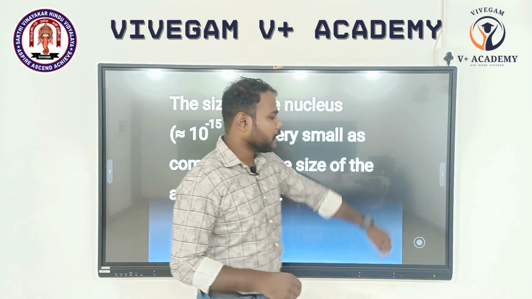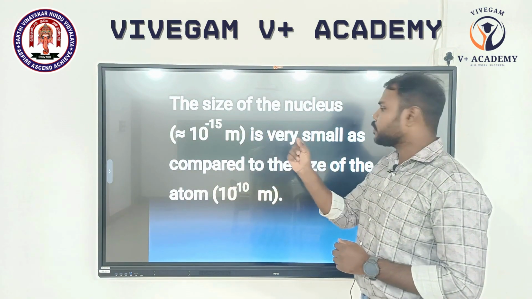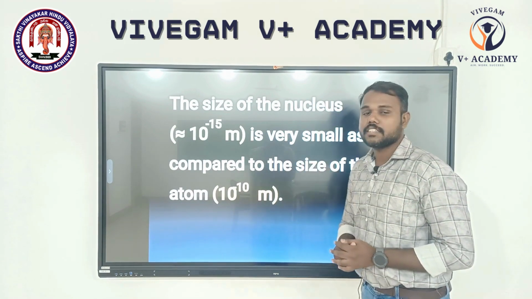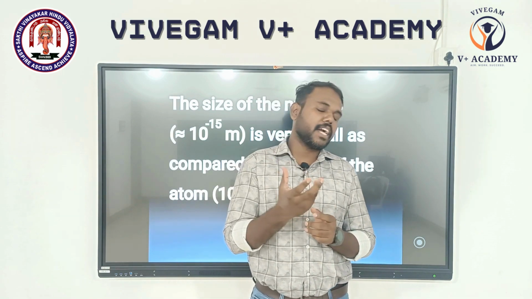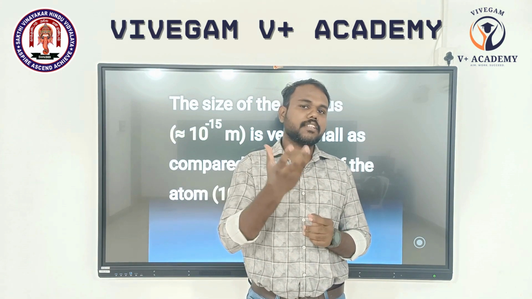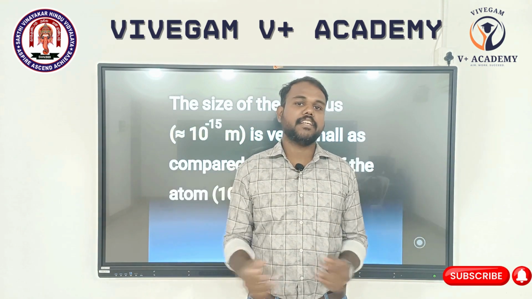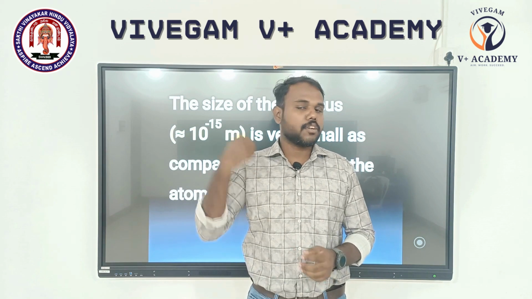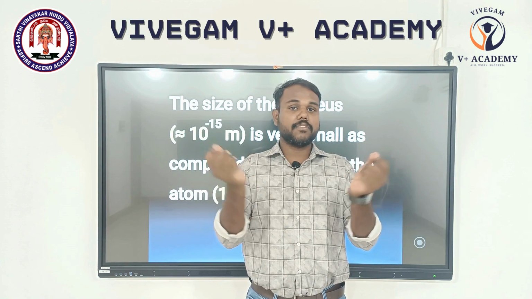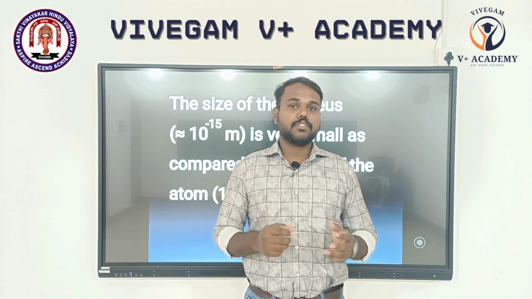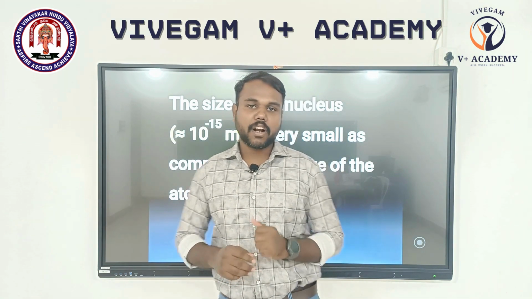So this is the first thing he concluded. Then the second point is quite interesting. The size of the nucleus is around 10 power minus 15 meter. It's very small compared to the size of the atom. Just for reference, if we consider the size of the nucleus as a football, then the radius of the atom is going to be a 5 kilometer radius. So just compare the size ratio. If the size of the nucleus is 10 power minus 15, then the size of the atom is 10 power minus 11. So it's approximately 10,000 times bigger. This is the second conclusion he made.